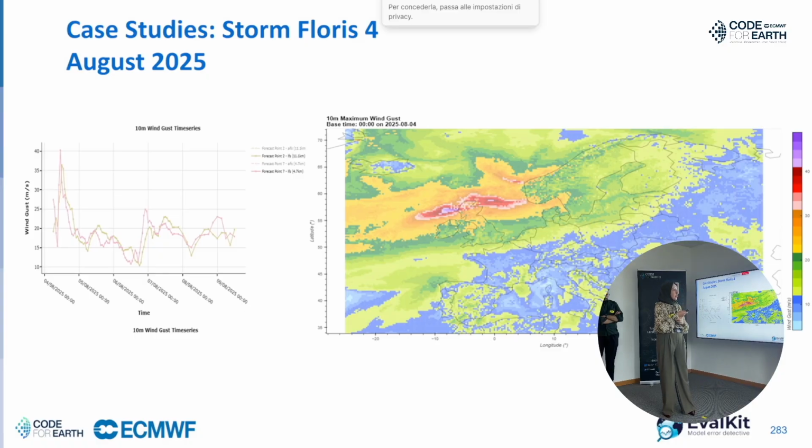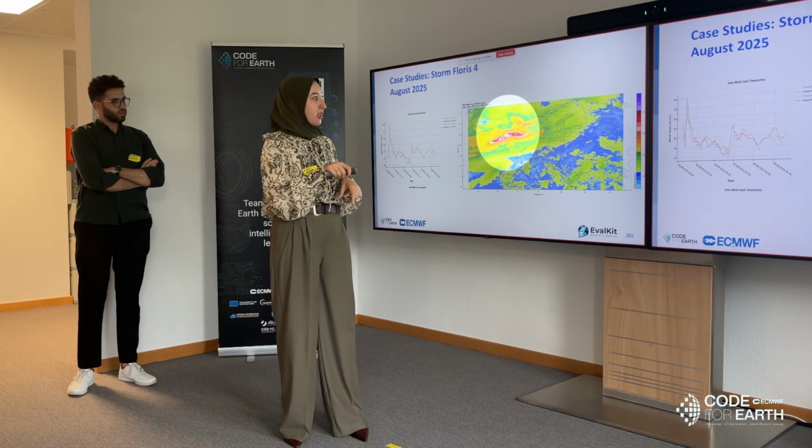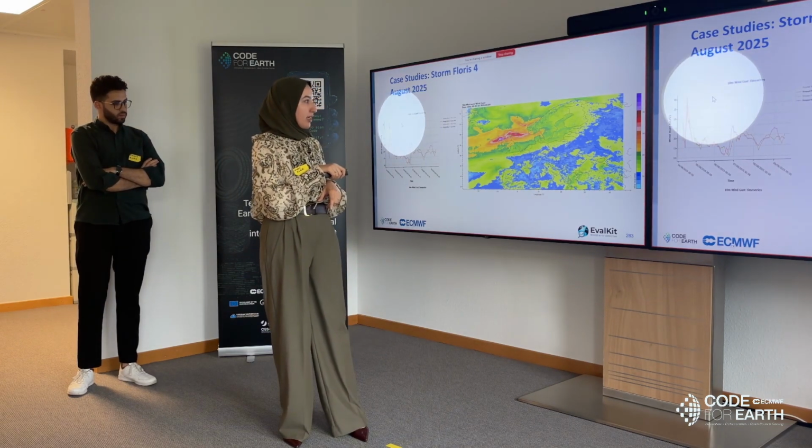And here we have the wind gusts, both from the dynamic map and from the time series. We can see that we have higher values, around 40 meters per second, in the area of the storm here, and the peak also in the time series.